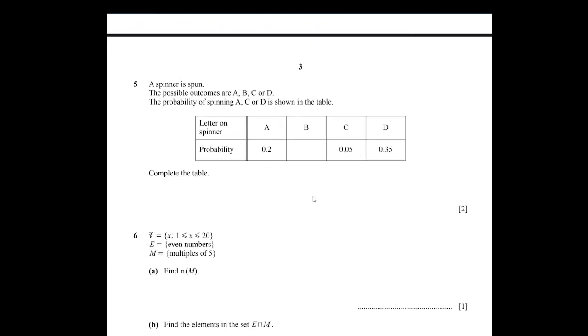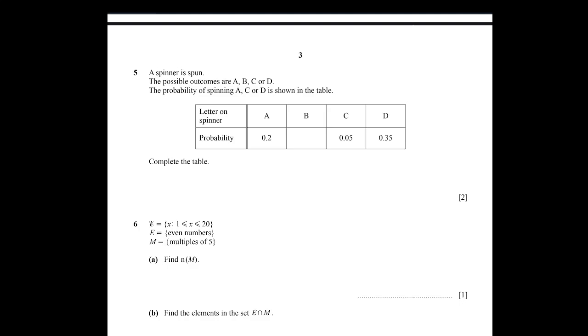Question number 5. A spinner is spun. The possible outcomes are A, B, C or D. The probability of spinning A, C or D is shown in the table. Letters on spinner, probability A, B, C, D. Probabilities are given for A, C, D. B is not given. We need to write the answer for B. So for that, always try to add these given probabilities: 0.2 plus 0.05 plus 0.35 and subtract them from 1 to get the missing probability.